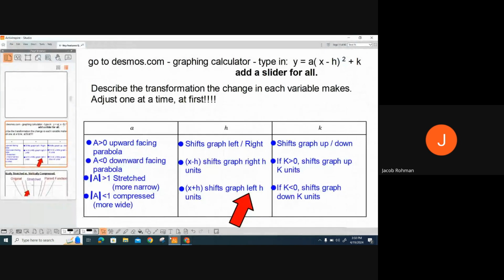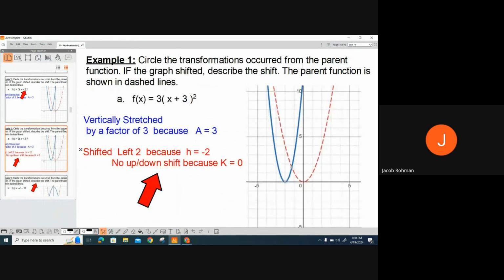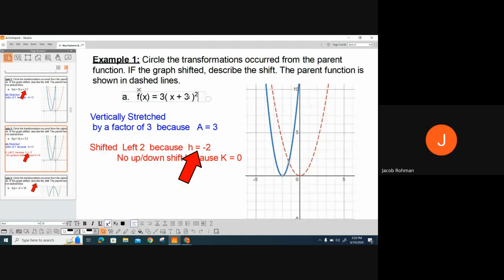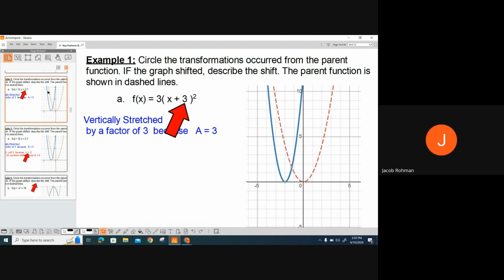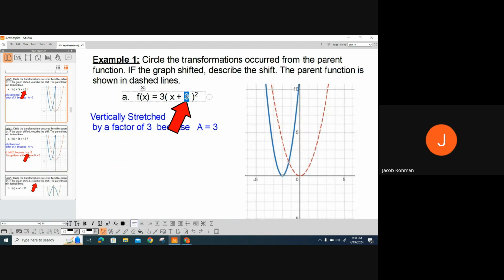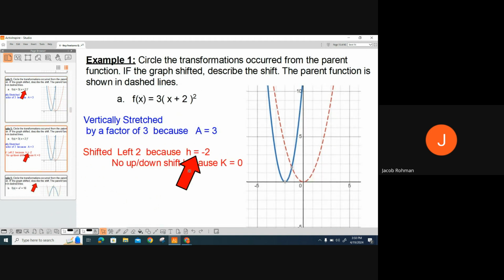So let's take a look at that. So we shifted left 2 units because H was, now this should say 2 actually. That one should say 2 as well. So shifted left 2 units because H is -2. And then K, there's no up or down shift because out here there's no plus K. So there's no shift up or down because K is 0.